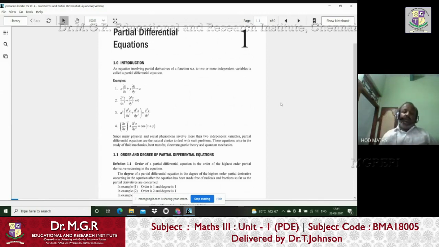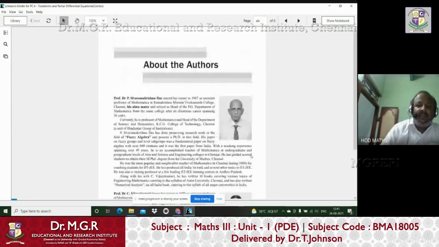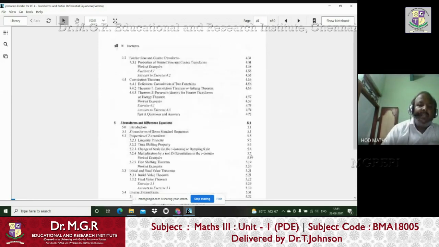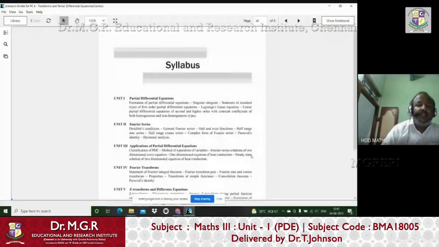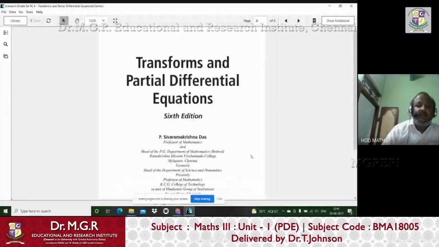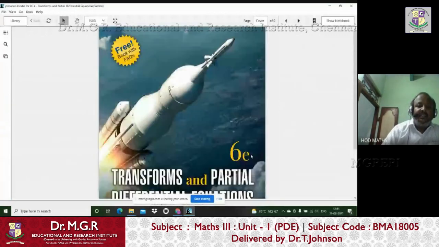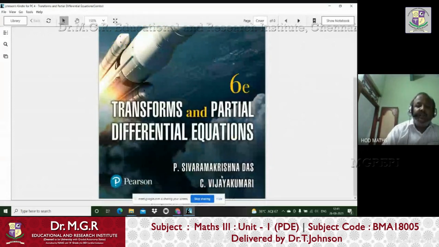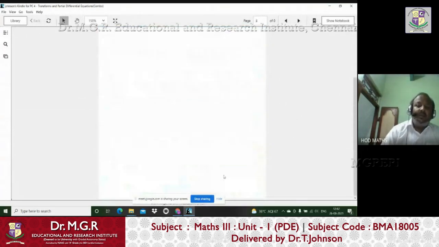So if you are able to buy this book, it is available in Amazon Kindle. If you type simply Transforms and Differential Equations, that is the name of the book, and you can see this picture with Sivaramakrishna Das and Vijayakumari, and you can buy this book in Amazon Kindle.